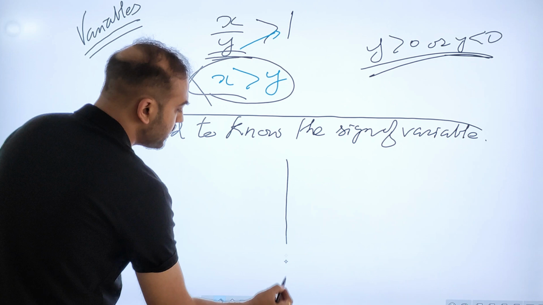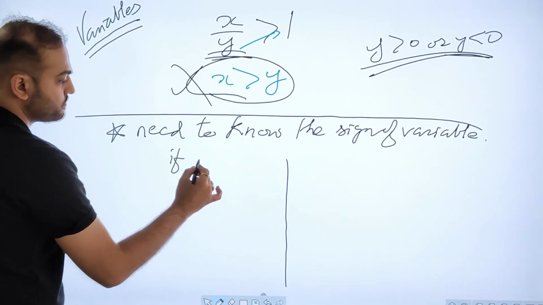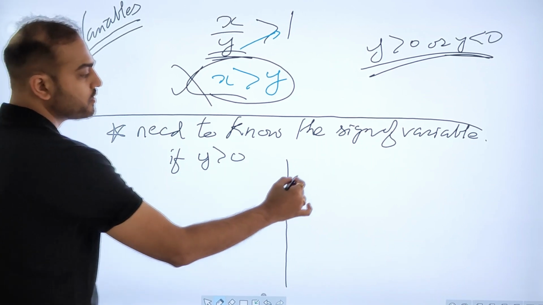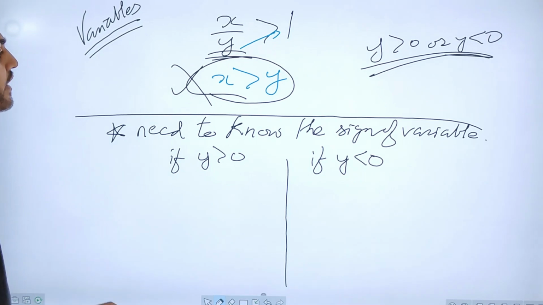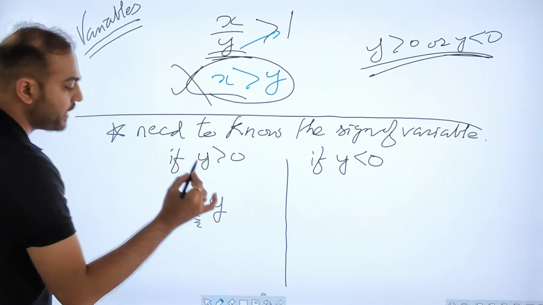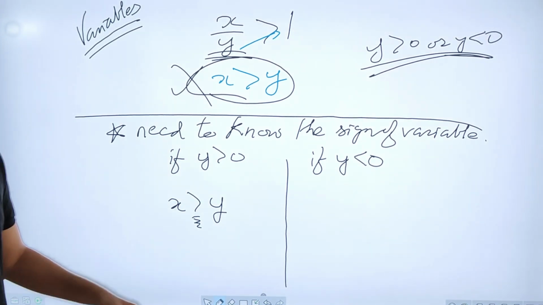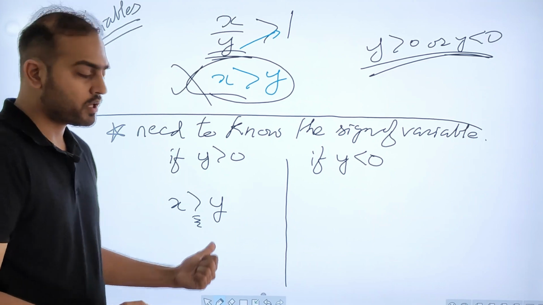For example, here for this question, you will have to make two cases: if y is positive, and if y is negative. Now, if y is positive, you can cross multiply and keep the same sign, because whenever you cross multiply positive numbers, the sign remains the same.